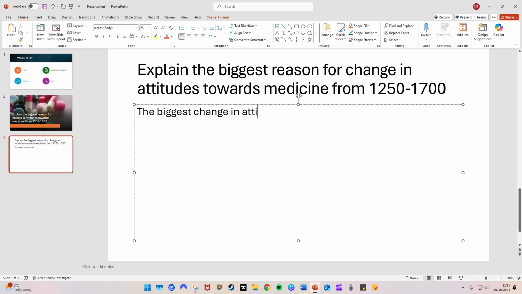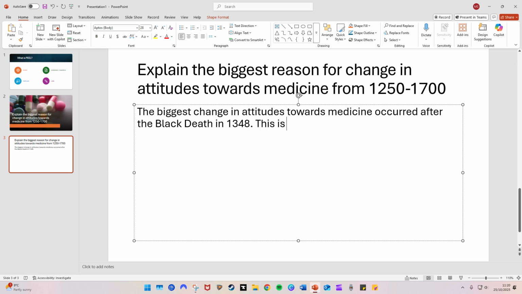Sorry, I can't spell. The biggest change in attitudes towards medicine occurred... Should we go for the printing press? Should we go for the microscope? Let's go for the Black Death, because in Edexcel that's the case study. So the biggest change in attitude towards medicine occurred after the Black Death in 1348. So that's my point, which I'll highlight in yellow in a second.